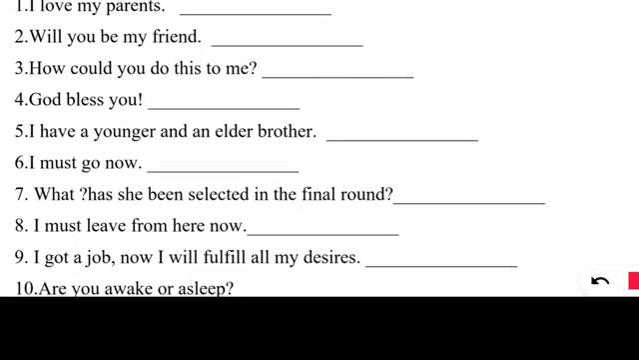God bless you. Next is: I have a younger and an elder brother. I must go now. What? Had she been selected in the final round? I must leave from here now. I got a job. Now I will fulfill all my desires. Are you awake or asleep? So these are the 10 sentences. You have to write to which category they fall.